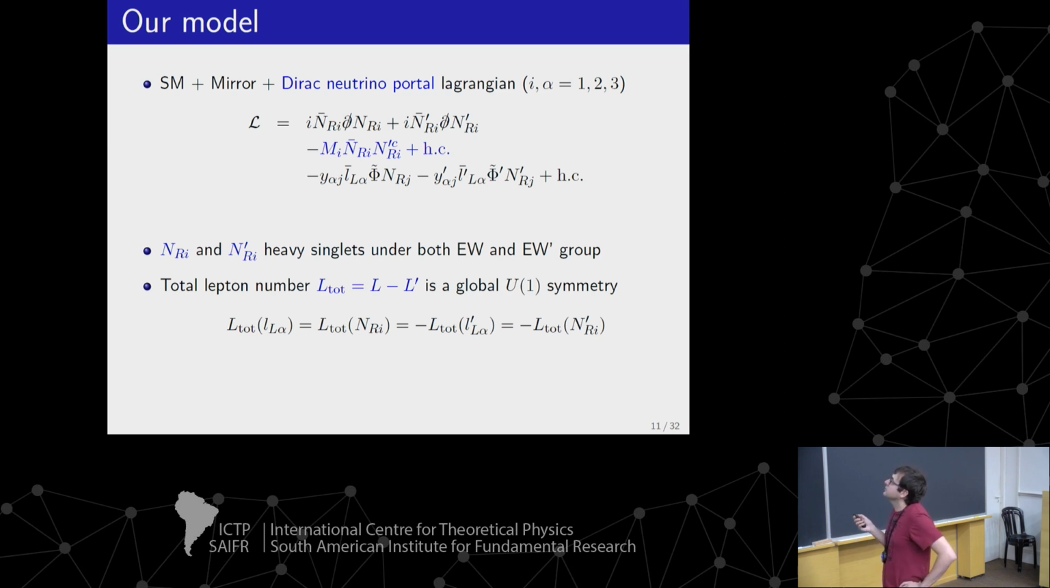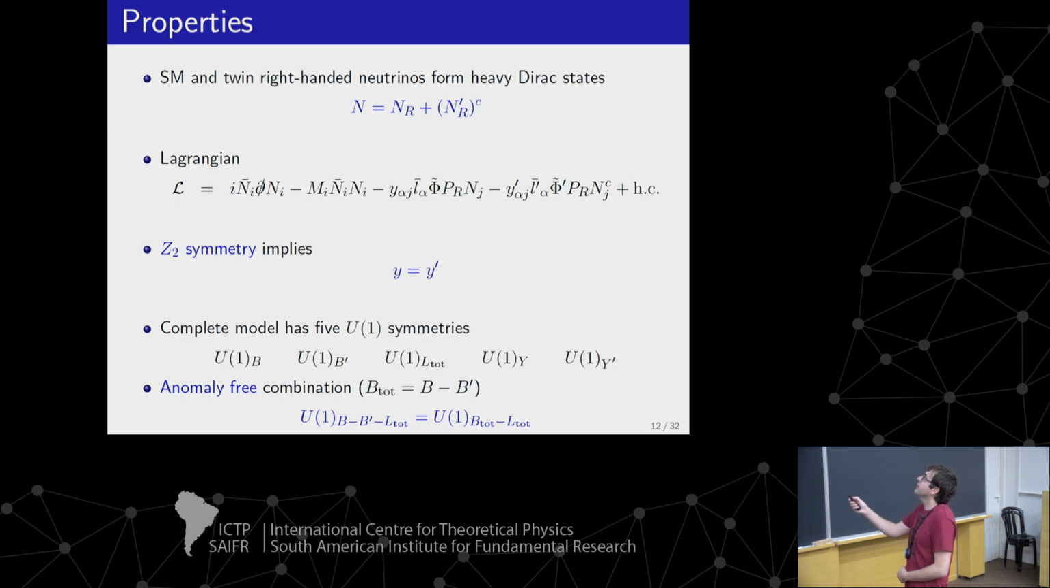In this way, you can see that this Lagrangian conserves a total lepton number, L minus L prime. You can realize that this is conserved when you give these particles an opposite lepton number to the standard model ones. So the total lepton number is a global U1 symmetry of our theory. Then the standard model and mirror right-handed neutrinos form a heavy Dirac state, N_R of the standard model plus N_R prime c of the mirror sector. The Lagrangian can be written with the Dirac mass term and this Yukawa interaction in the mirror sector. I'm just rewriting the Lagrangian from before.